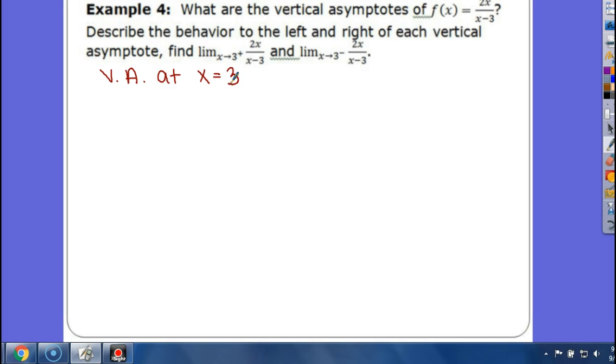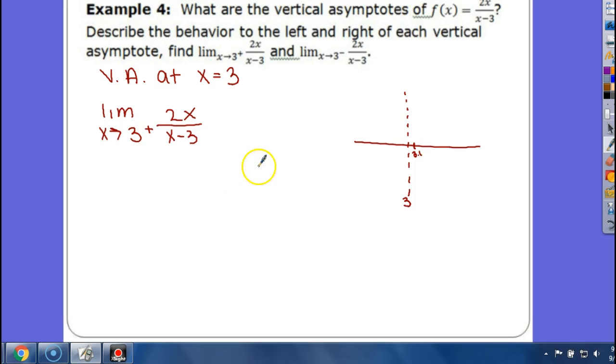Now, what we want to do is find out what infinity is happening for each of these. So we want to know what's the limit as x approaches 3 from the right of 2x over x minus 3. So what I do is I think in my head, okay, here's my number line. Here's 3. If I'm coming in from the right, what's pretty close to 3 on the right, but isn't 3? Like 3.1. So 3.1 is pretty close over there.